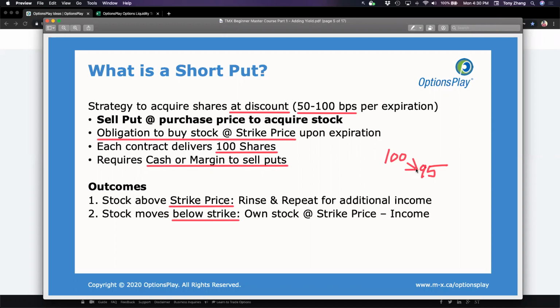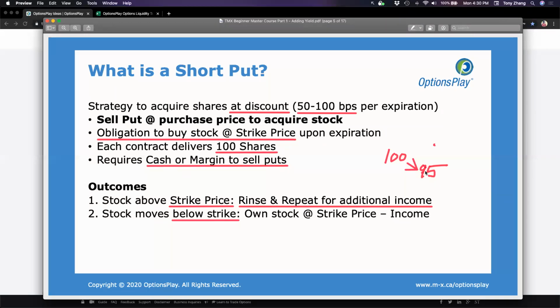Again, the difference between a limit order and a short put is that a put option pays you income. So even if the stock doesn't go below your strike price, you can rinse and repeat this strategy for additional income if you still want to purchase the stock at some price in the future after the put options expire.